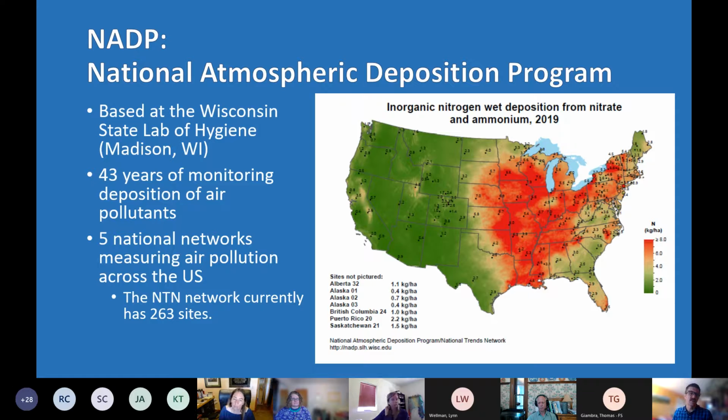For those who are unfamiliar, NADP is an organization based out of the Wisconsin State Lab of Hygiene. They've been monitoring deposition of air pollutants for over 43 years within 5 national networks, the largest of which, the NTN network, has about 263 sites across the US where they're monitoring wet nitrogen and sulfur deposition as well as others.